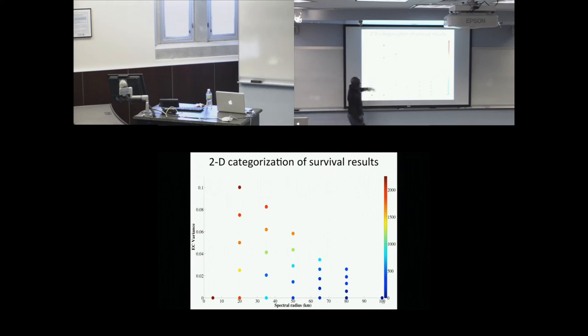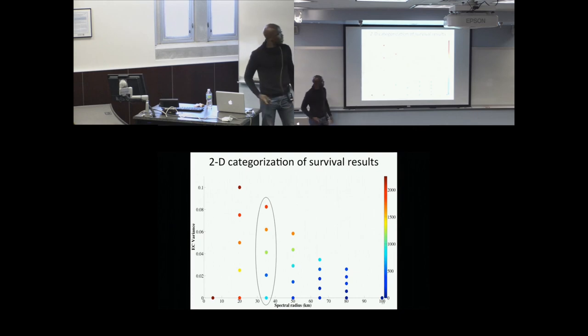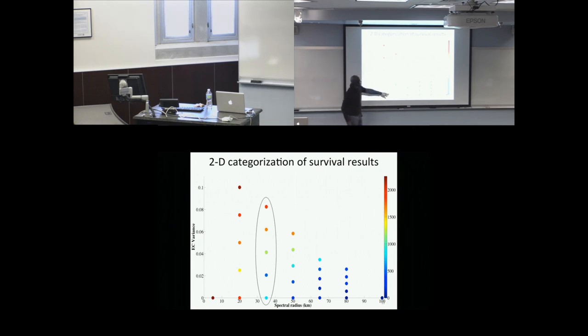I like this feature because at certain points, variance doesn't matter anymore, but depending on where you are, variance plays a big role. And the place we like to highlight is points like this, where when you fix spectral radius, depending on what variance you have, you can have all the colors of the rainbow. You can have things that survive for a long time or things that don't.